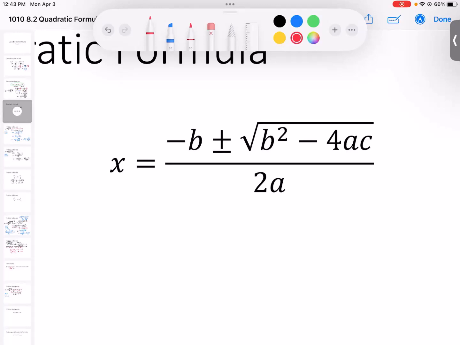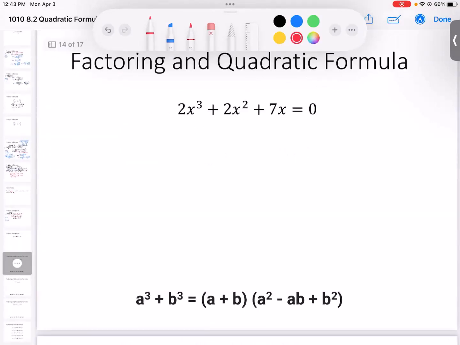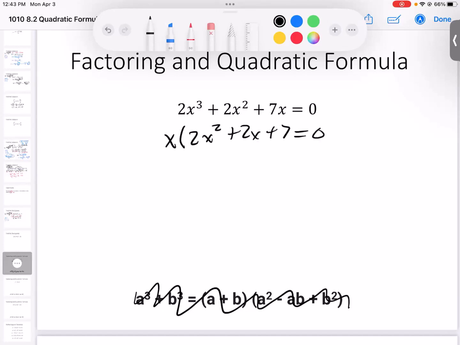So guys, really quick, I want to go over question 9. I forgot to show an example of this. So question 9 has something sort of like this problem. In this case, this is not a quadratic equation because this one has x cubed in it. If you have an equation that has a higher power than a quadratic, then you need to factor. So in this case, we could factor this to be x times 2x squared plus 2x plus 7 equals 0, because you could factor out the common x term from each.